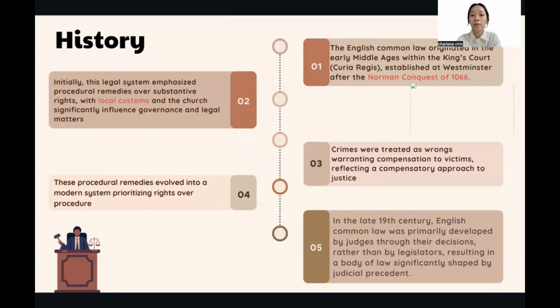Over time, the development of these procedural remedies evolved into a modern system prioritizing rights over procedure. Until the late 19th century, English common law was primarily developed by judges through their decisions rather than by legislators, resulting in a body of law significantly shaped by judicial precedent.